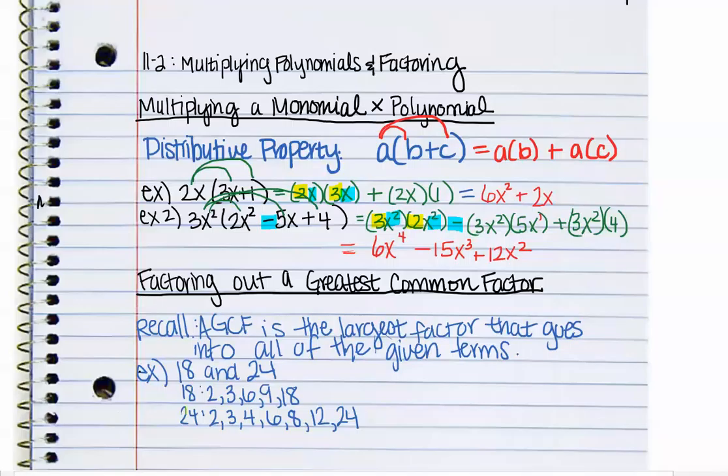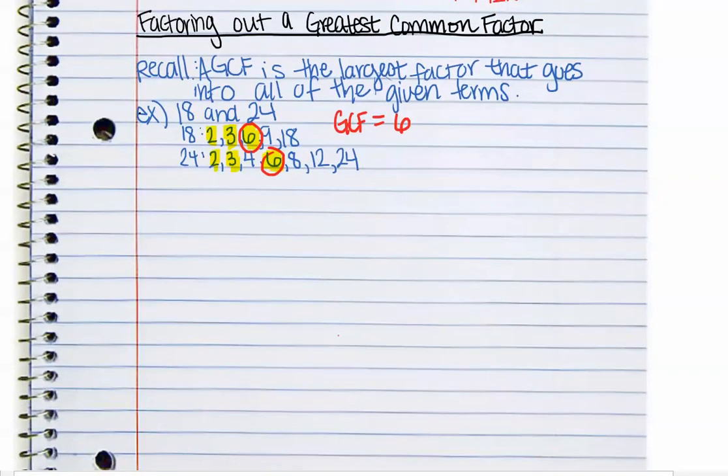And so if you look at which factors they have in common, they have 2 in common, they have 3 in common, and they also have 6 in common. And so the greatest of the common factors would be 6. So the GCF of 18 and 24 is 6. Okay, so that's the basic thing that we're going to be doing.